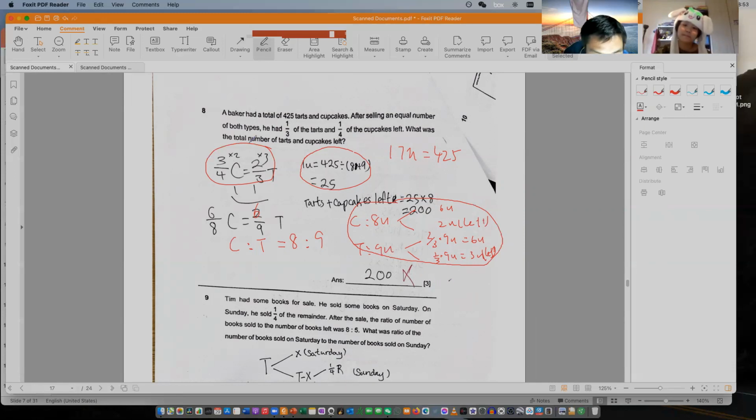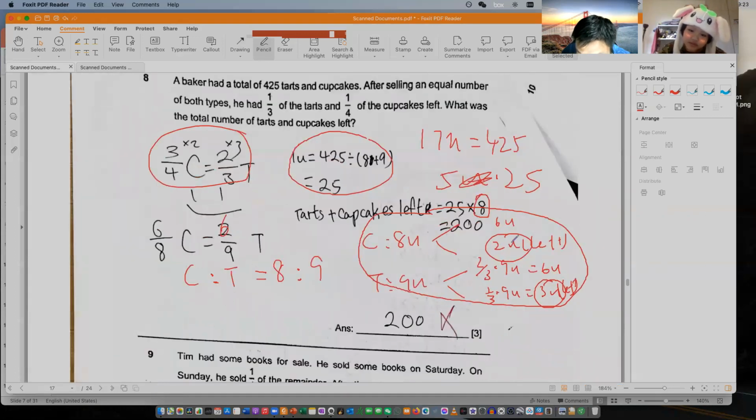Then after that, what was the total number of tuds and cupcakes left? Simple: 2U, 3U, so that means 5U. So it means 5U times 25, which is 5 times 25. How come you never get this correct? How come you times 8? I mean, you're telling people 8U left. It's not 8U left, right? I didn't do branching. I really remember we had this question.